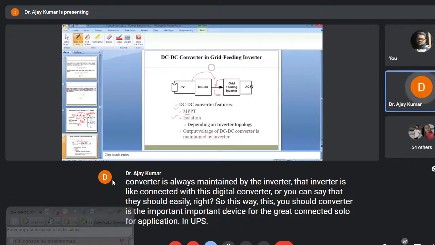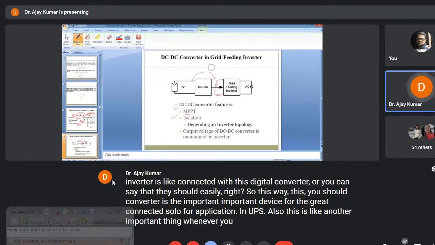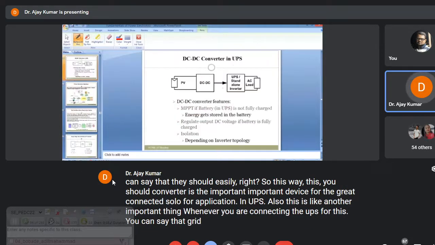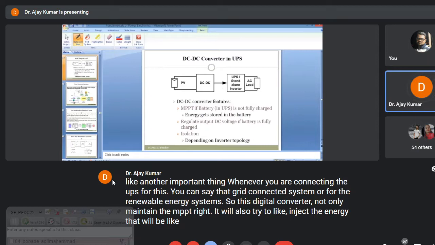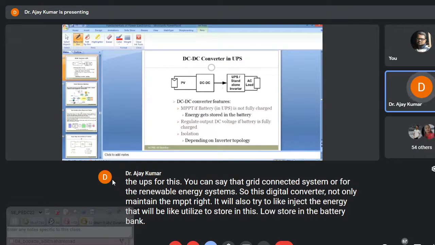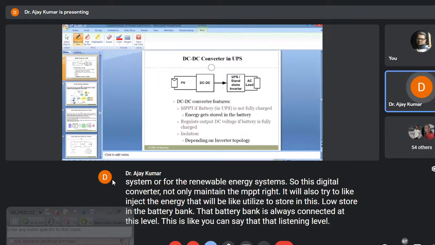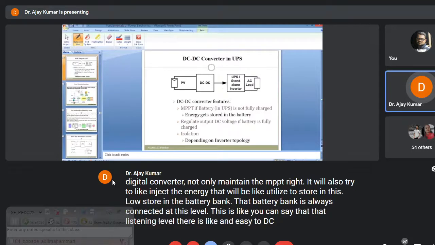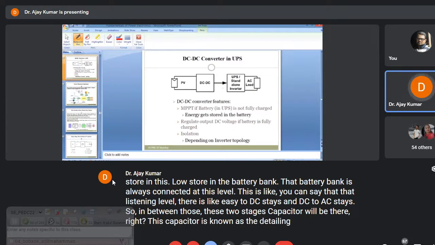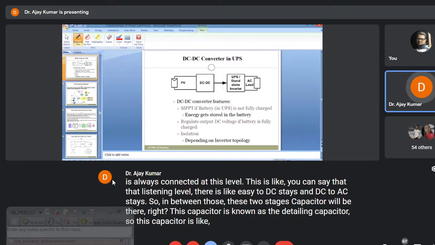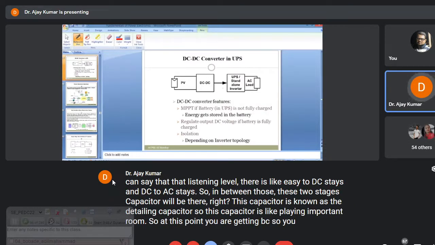In UPS also, this is another important thing. Whenever you are connecting the UPS for a grid connected system or for renewable energy systems, this DC to DC converter not only maintains the MPPT, it will also inject energy to be stored in the battery bank. That battery bank is always connected at this level, the DC link level. There is a DC to DC stage and a DC to AC stage, and in between these two stages a capacitor will be there. This capacitor is known as the DC link capacitor, and it plays an important role. At this point you are getting DC, so you can connect the battery bank to the system.